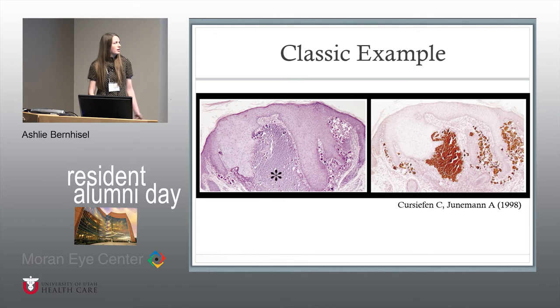So here's a classic example. You can see the epithelium here, and under this, at low magnification, are those H&E spherules that show the calcium. And here on von Kossa, you can see the calcium more clearly. And this was from one of the cases that we included.